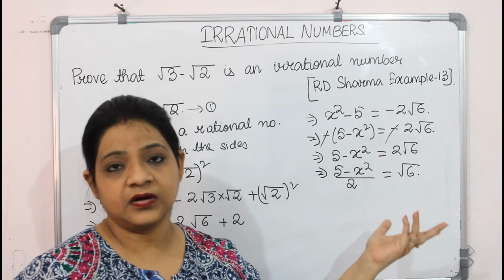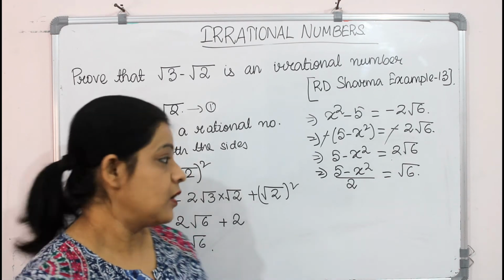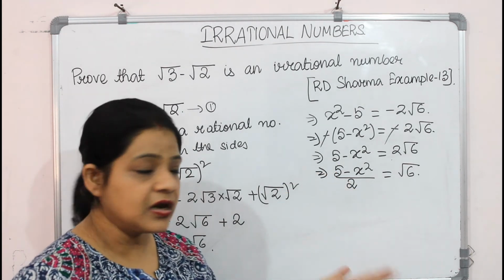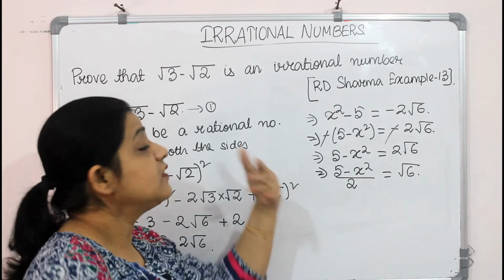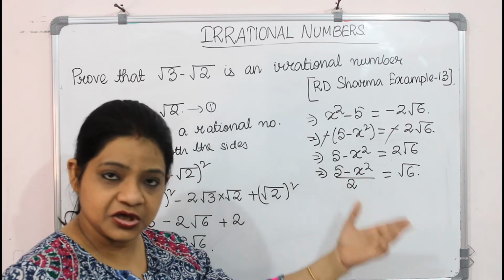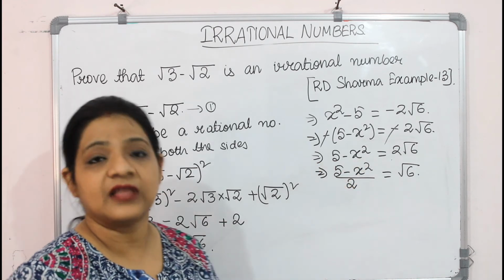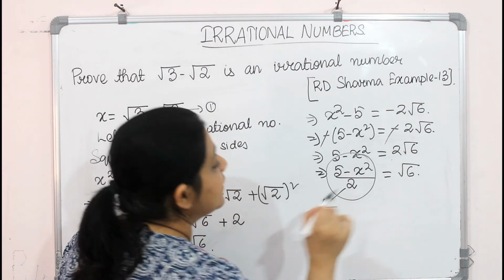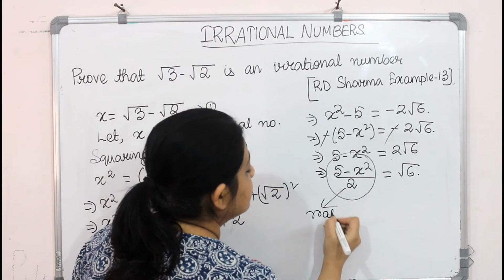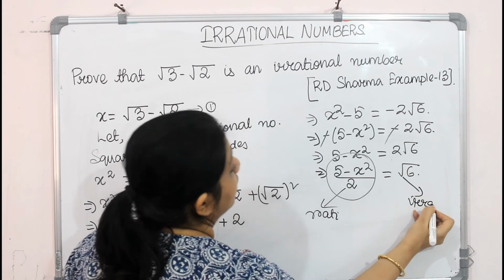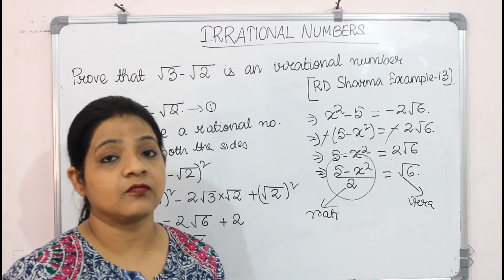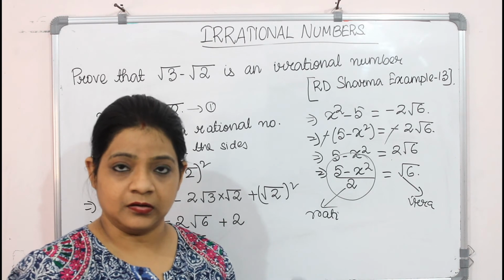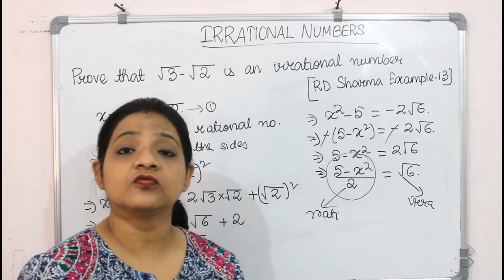So root 6 we already know that it is an irrational number. So since x is a rational number, so 5 is also a rational number, 2 is also a rational number. So since we have considered that x is a rational number, so you are subtracting 5 with x. So it will also give you a rational number, means the entire expression will be a rational number and this root 6 is an irrational number. But how can we say a rational number is equal to an irrational number? We cannot say this to be a rational number equal to the irrational number.